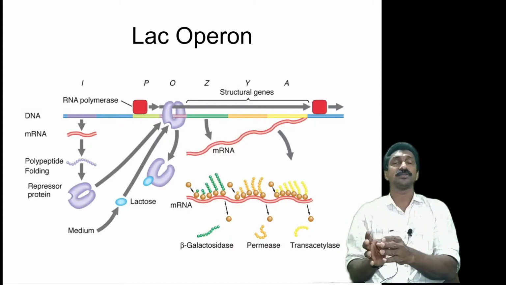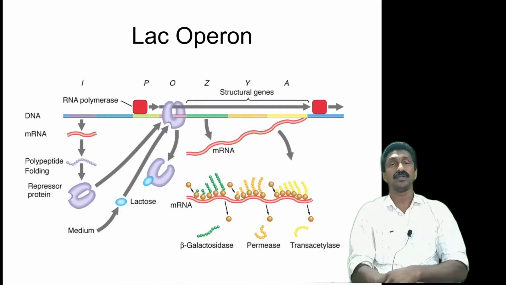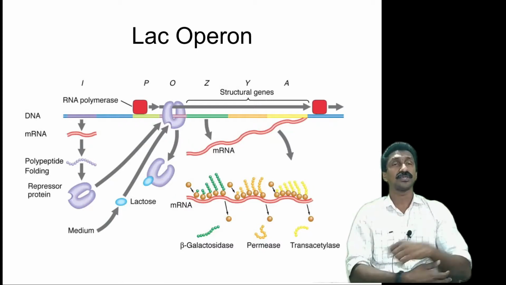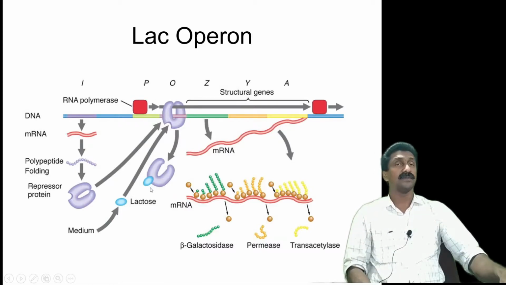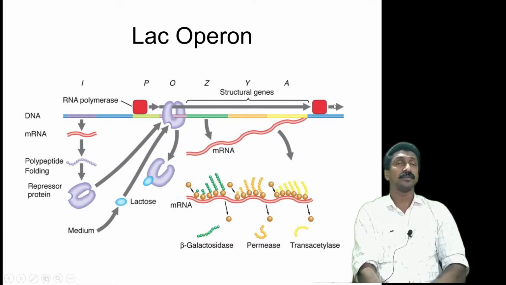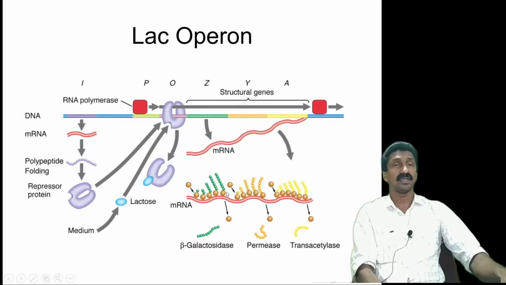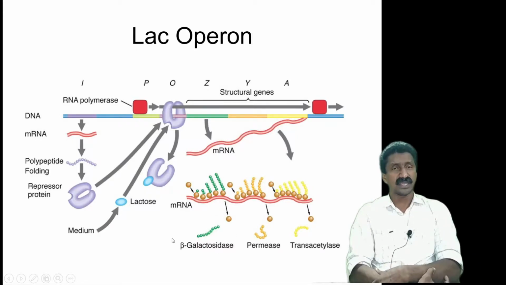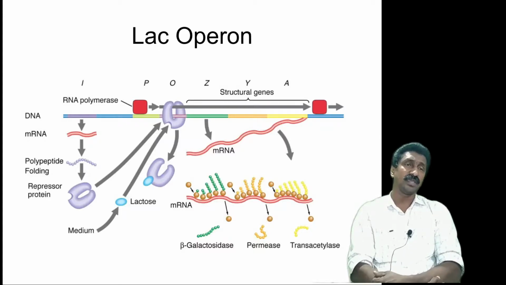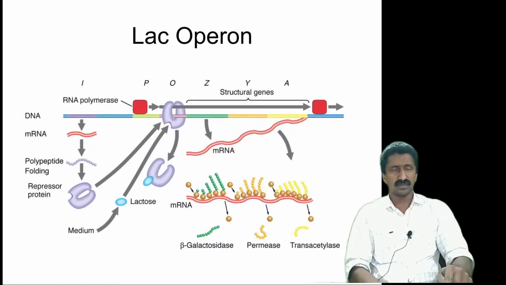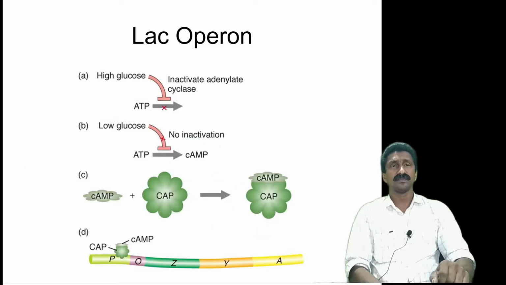In sufficiently large quantities of lactose, allolactose will be present in very small quantities, and that can bind to the repressor molecules and relieve the repression. Once the repression is relieved, the RNA polymerase can move forward and produce the polycistronic mRNA, which contains the structural genes Z, Y, and A. These code for beta-galactosidase, galactoside permease, and transacetylase enzymes. I think you already know these things.